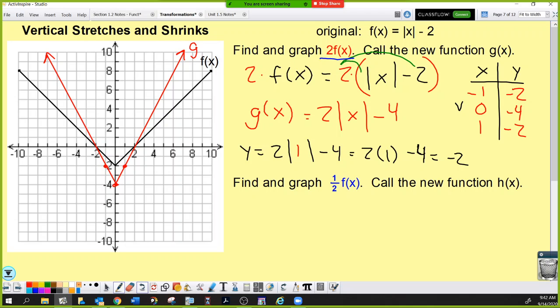Oh, what is the dead giveaway that this was not a shift? The dead giveaway is that the graph changed shape. If it was a shift, the graph's shape would have been identical. And if it was a reflection, the graph would have been pointing the other direction, up or down. But because the graph physically changed shape, that is the dead giveaway that you have a stretch or shrink happening.